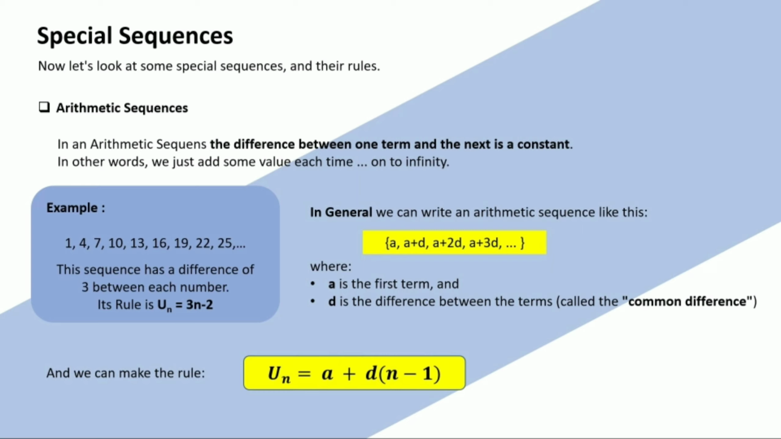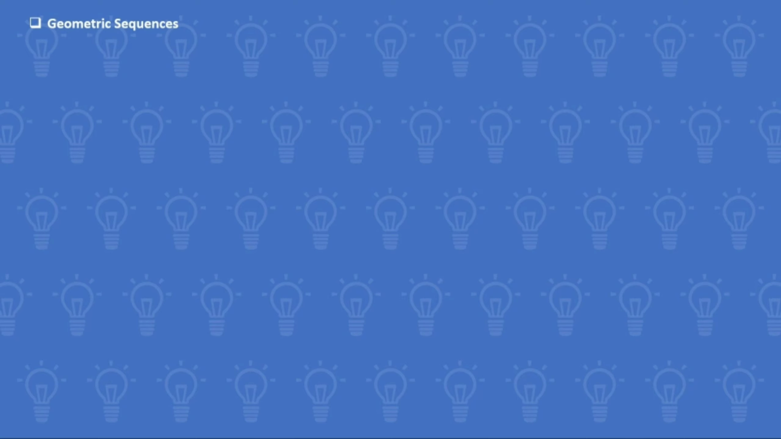And we can make the rule: un equals a plus d multiplied by n minus 1. My partner will continue to explain the next special sequence. Now I will explain about geometric sequence.